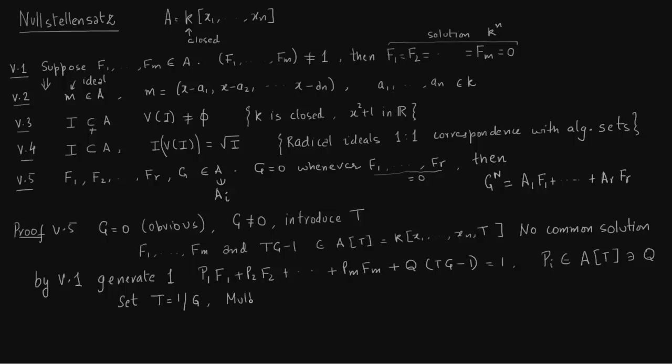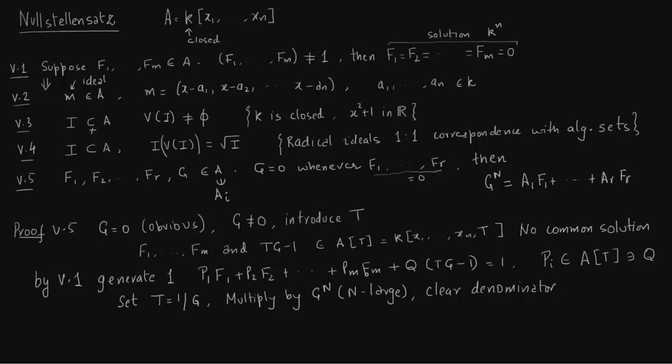So say P1 has g^2, P2 has g^5, Pm has g^10 in the denominator. You have a finite number of terms, so you multiply with a large enough n so the denominators cancel out. If you multiply with a large g^n, this is precisely because the Pi and Q are both polynomials in A_t, so they have denominators when you replace T with 1 by g. You clear these denominators out by multiplying with a large power g^n.